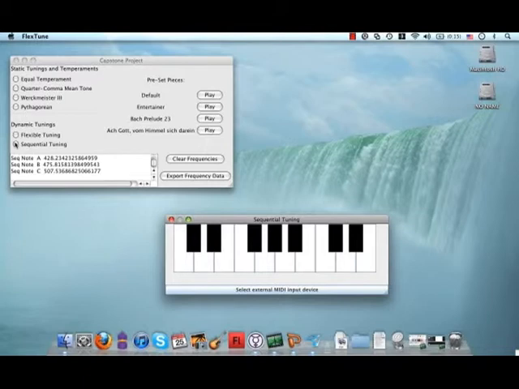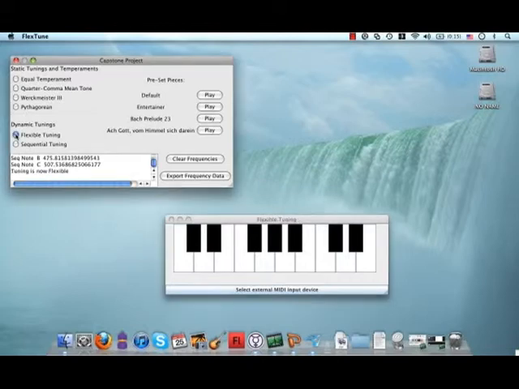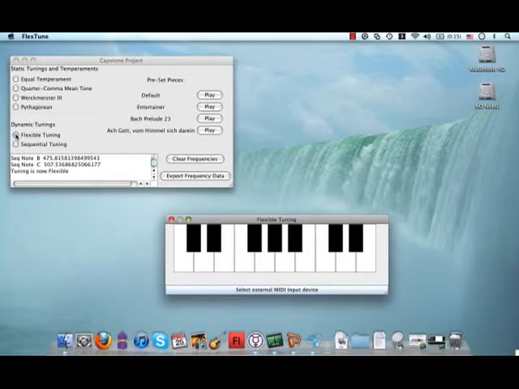Flexible tuning is the more practical application of the dynamic tuning concept. It takes into account sounding notes when calculating the frequency of the note you are attempting to play. The same C scale now sounds consonant, as every note is tuned to the appropriate ratio with the held C.